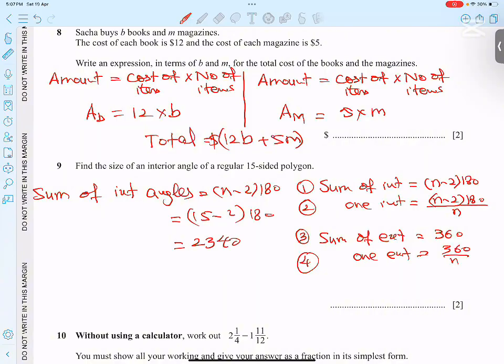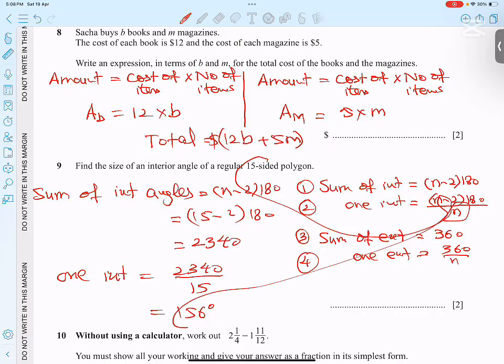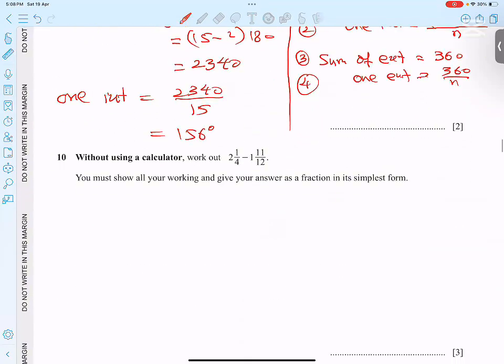I'm getting 2340. But I want to find one interior angle, not the sum of all. So for one, any one, or each interior angle, 2340 divided by the same number of sides. If I divide by 15, I get 156. But you can do it directly, plugging in 15 up and down, and it will give you the direct answer. I hope the point is very clear. Let's go for the next question.